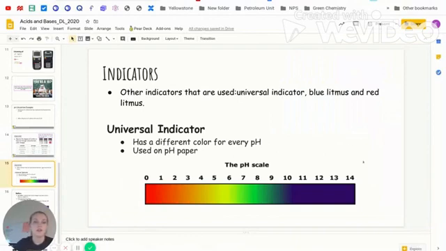Another indicator you might use is blue litmus or red litmus, as well as the universal indicator. The universal indicator can indicate any pH, with all our different colors. This is what's used on pH paper. If you've ever checked the pH of a pool, you've used pH paper, you've used the universal indicator.